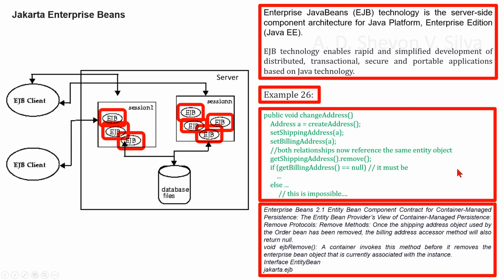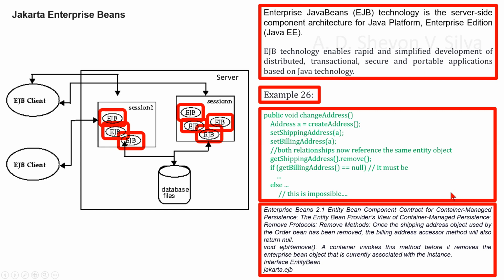Now we are considering entity bean provider's view of container managed persistence in enterprise bean 2.1 entity beans component contract for container managed persistence. And here are remove protocols and remove methods. Once the shipping address object used by order has been removed, the billing address accessor method will also return null.